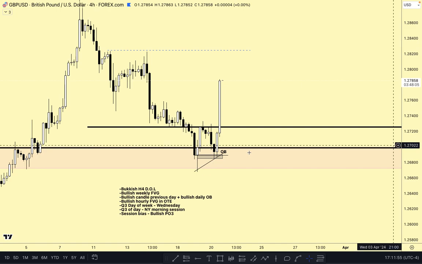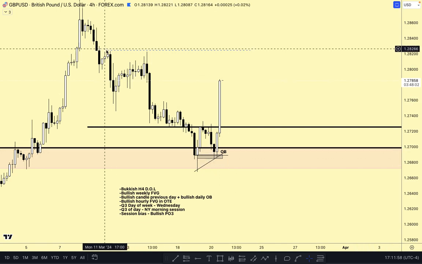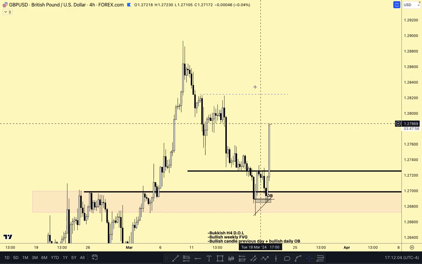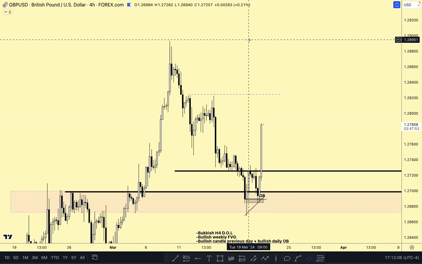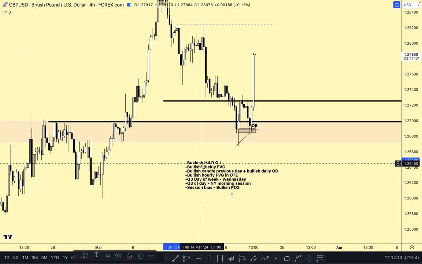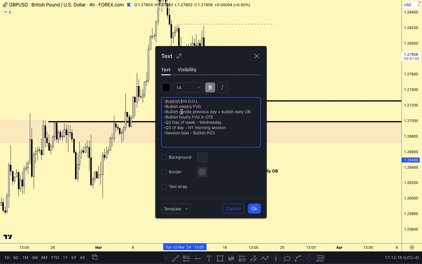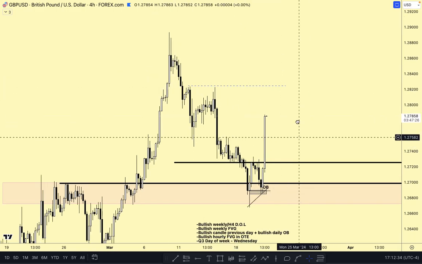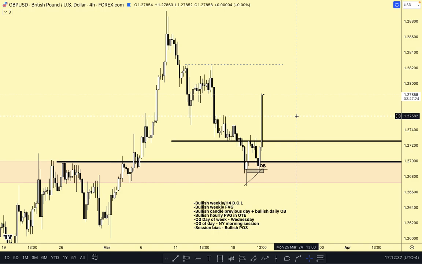Okay, so you can see here, while price was still down there, we have the double liquidity resting above there, and of course the high as per the weekly chart. So we have a bullish weekly, that's the high, and 4 hourly draw on liquidity. Okay, back to the 1 hour.